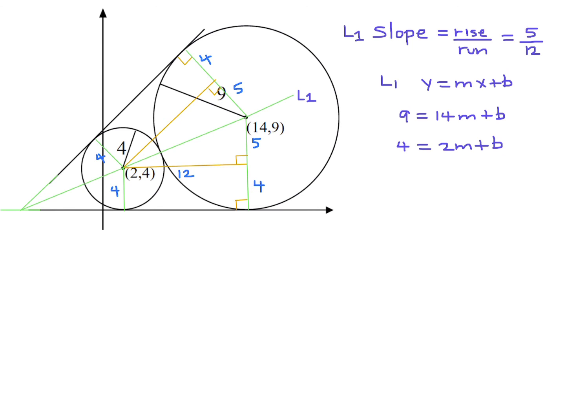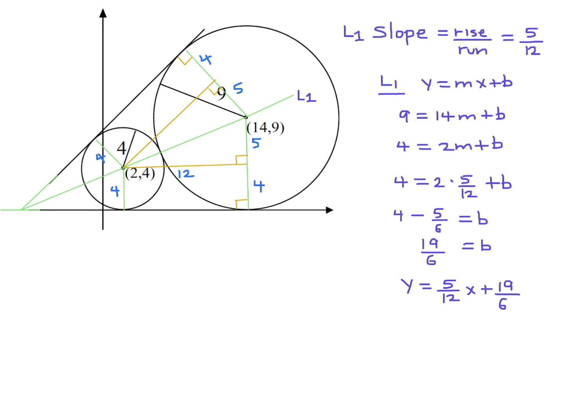So I can put 5 over 12 into either of these. If I put 2 times 5 over 12, this will allow me to calculate b. And this looks like 4 minus 5 over 6 is b, and therefore b is equal to 19 over 6. So this equation is y equals 5 over 12 x plus 19 over 6. The equation of line L1, which is right there, this line.